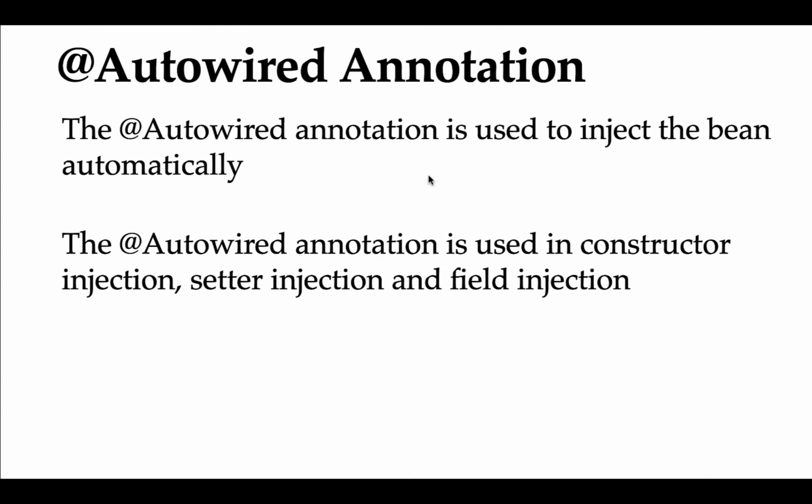In this video, let us take a look into @Autowired annotation. The @Autowired annotation is used to inject the bean automatically. It is used in constructor injection, setter injection, as well as field injection. In case of annotation-based configuration, we use @Autowired annotation to automatically inject the Spring bean. Next, let us learn more about @Autowired annotation with an example.